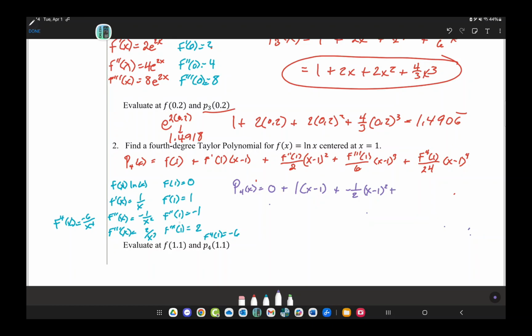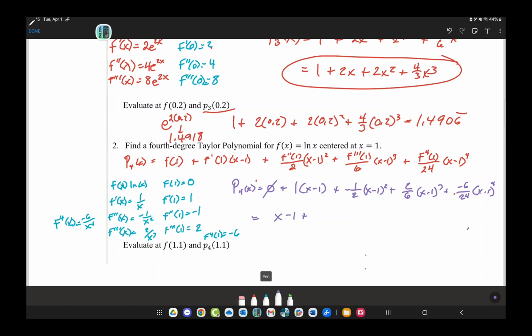So we had the triple prime, which is 2 over 6 times x minus 1 cubed, and then lastly negative 6 over 24, which is x minus 1 to the 4th. Now this actually gets a little interesting the way this works. I have 1 times x minus 1. Again, I don't have to write the 1 there. You can leave it as just an x minus 1.